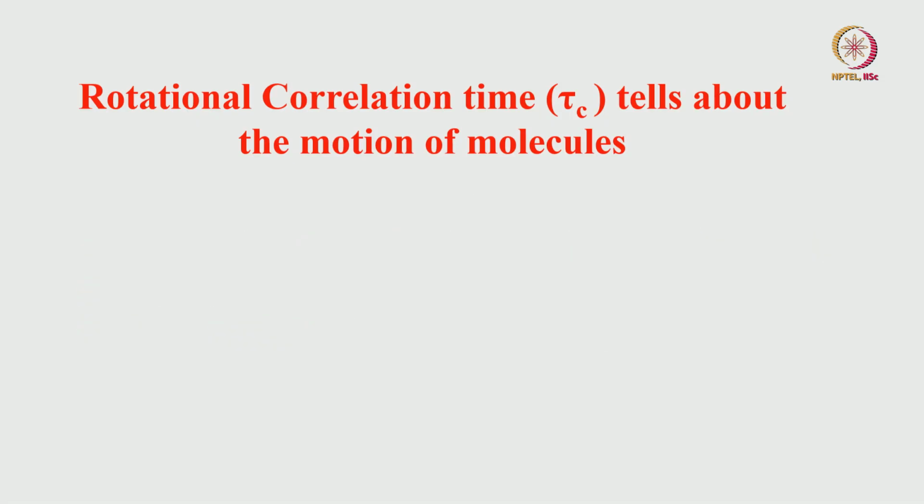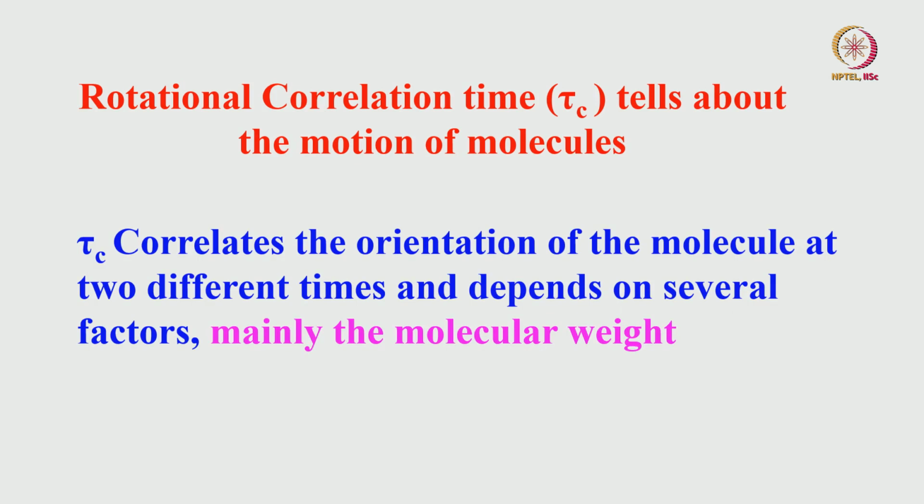These fluctuating magnetic fields release energy, and when the molecules are undergoing motion to create a fluctuating magnetic field, there is a term called rotational correlation time, which I mentioned yesterday. We also discussed the spectral density function, which depends upon the Larmor frequency and the correlation time. Now I will start from today with the correlation time. It tells about the motion of the molecules, and the correlation time is defined as tau c.